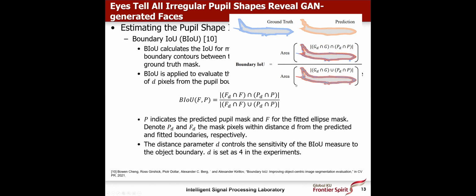In this kind of boundary IOU score, the distance parameter D controls how closely the BIOU measures the object boundaries. In the experiments in this paper, D is set as 4. Next, I will introduce the experiments.